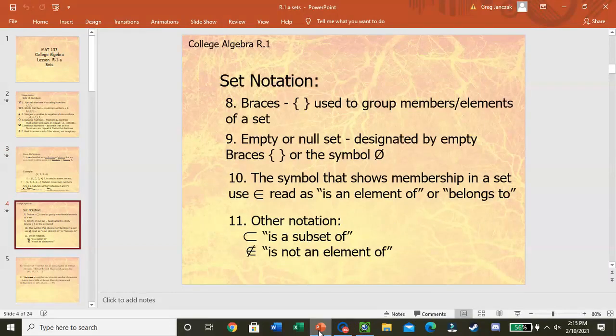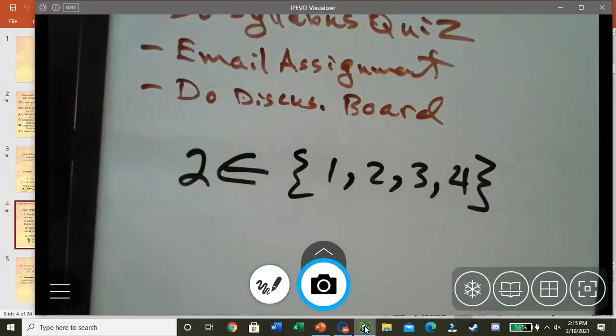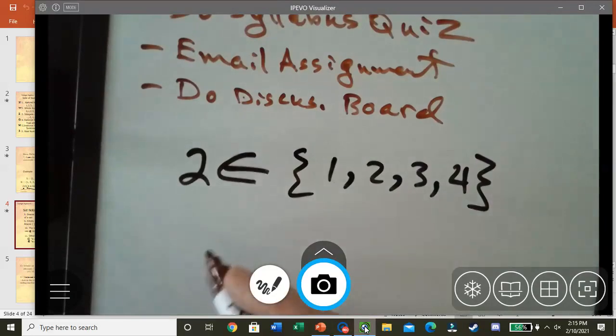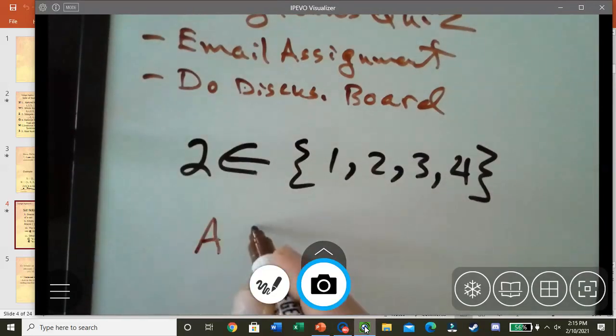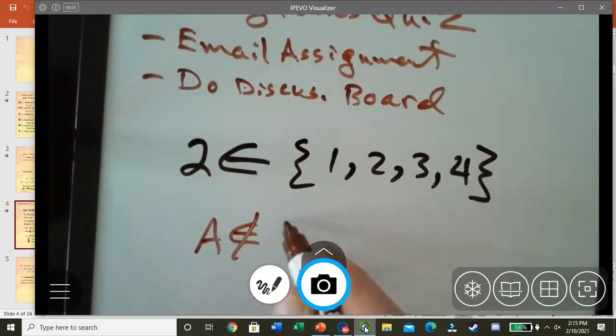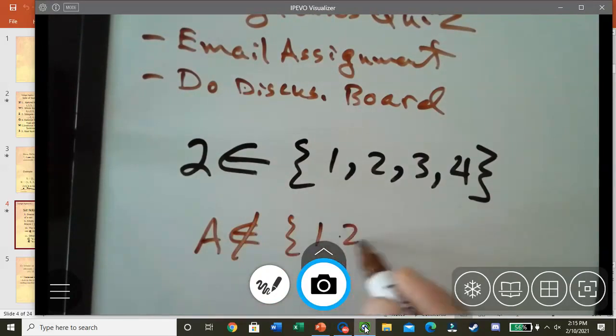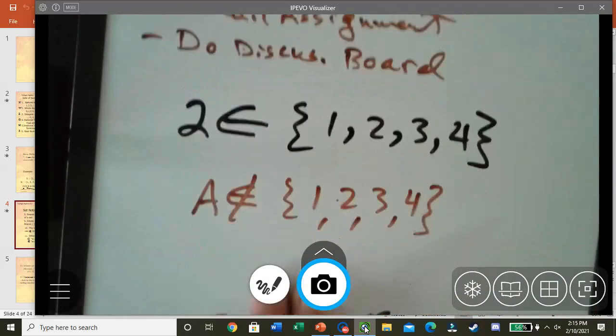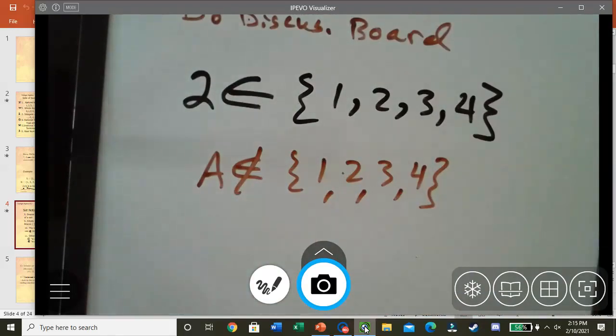Okay, so this E looking symbol with a line through it means it is not an element of that set. So we could say something like this. We could say A is not an element of 1, 2, 3, 4. Okay? Questions?